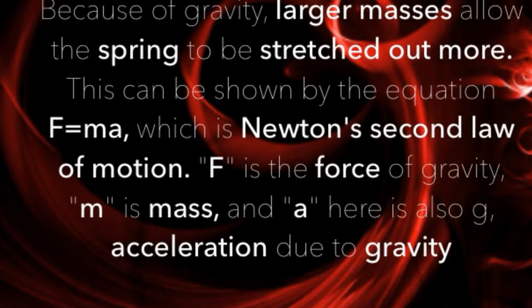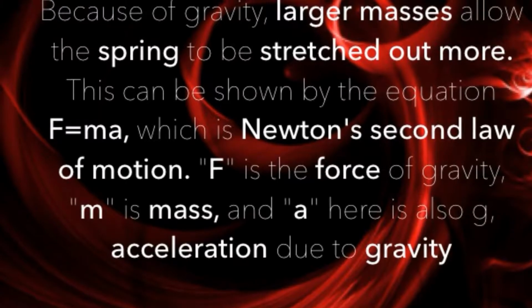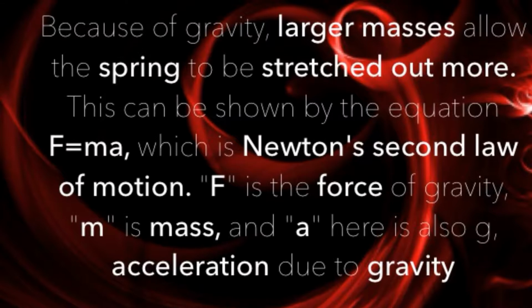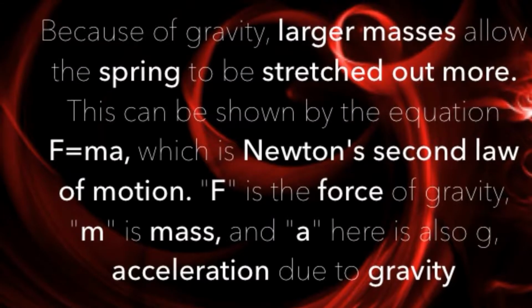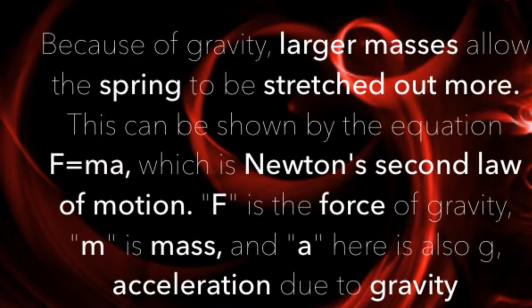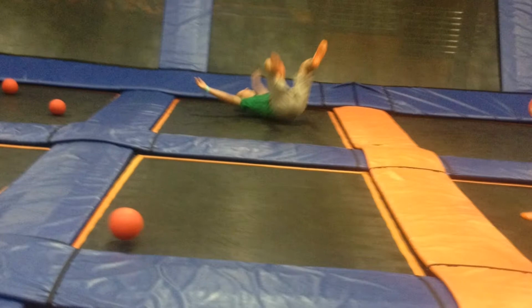Because of gravity, larger masses allow the spring to be stretched out more. This can be shown by the equation F equals ma, which is Newton's second law of motion. F is the force of gravity, m is mass, and a is the gravity we found earlier, the acceleration due to gravity.